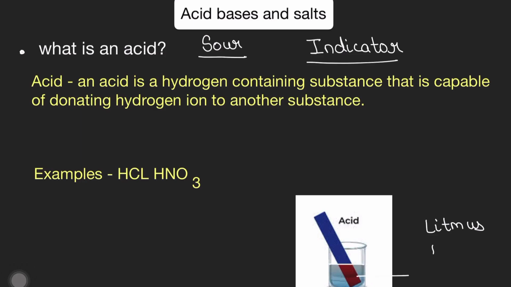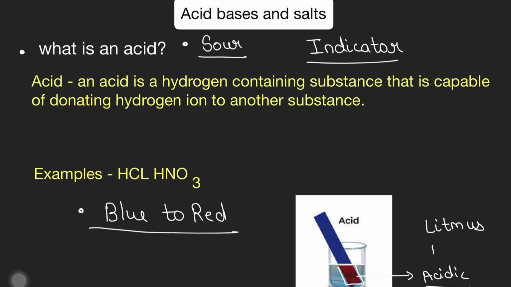You can see here the litmus paper being dipped into a solution which is acidic in nature, and the litmus paper turns red. So we can conclude that it turned the litmus paper from blue to red. One characteristic is that acids are sour in nature. The second is that they convert the litmus paper from blue to red.